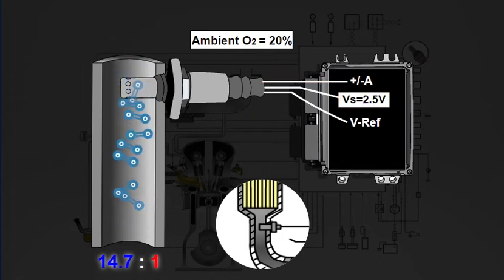Wide-range sensors are capable of providing a precise air-fuel ratio, ranging from 11 to 1 to 23 to 1 air-to-fuel ratio from the normal optimum stoichiometric ratio of 14.7 to 1.